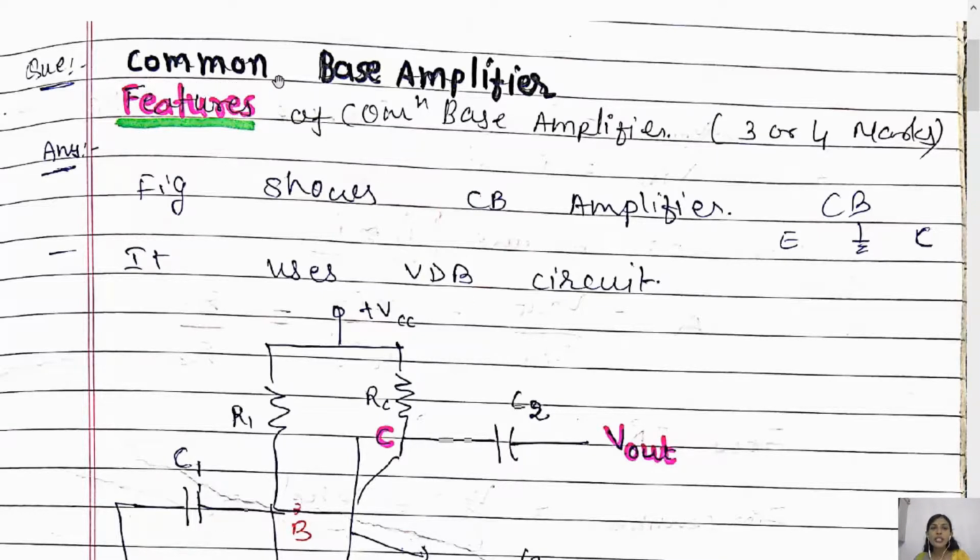Today I am going to discuss the topic common base amplifier. We have studied the different types of amplifier using BJT. What is BJT? Bipolar junction transistor. And which are the types of the BJT amplifier? Common base, common emitter and common collector amplifier.